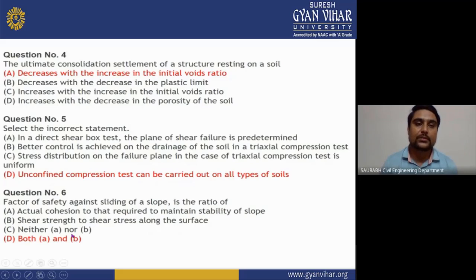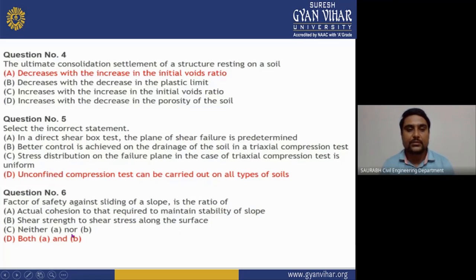Now the fourth question: the ultimate consolidation settlement of a surface resting on soil decreases with increase in the initial void ratio, decreases with the decrease in the plastic limit, increases with the initial void ratio, increases with the decrease in the porosity of the soil. Here the right answer will be increase with the initial void ratio.